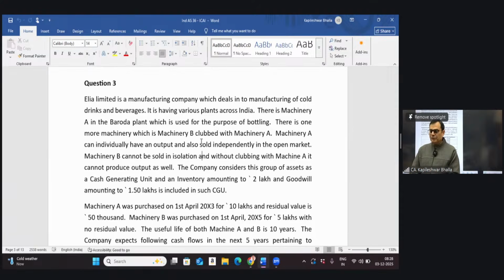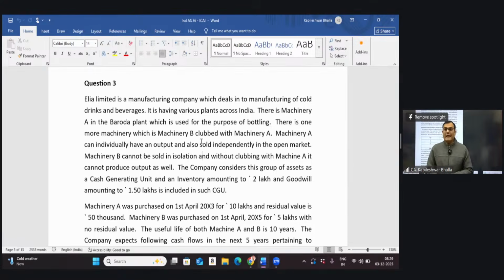Machinery A can individually have an output and also be sold independently in the open market. Machinery B cannot be sold in isolation, and without clubbing with machine A, it cannot produce output as well. The company considers the group of assets as a CGU, and there is an inventory of 2 lakhs and a goodwill of 1.5 lakhs in the CGU. So we can say that there are 4 assets in the CGU in this case: machine A, machine B, inventory, and goodwill.